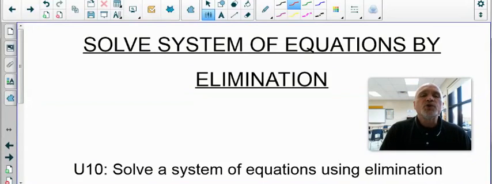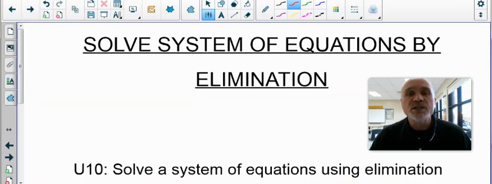Hello everyone, today we are going to work on solving a system of equations by elimination. This is the last of the three ways to solve a system of equations, and Unit 10 will cover it on IXL. So let's go ahead and get started.